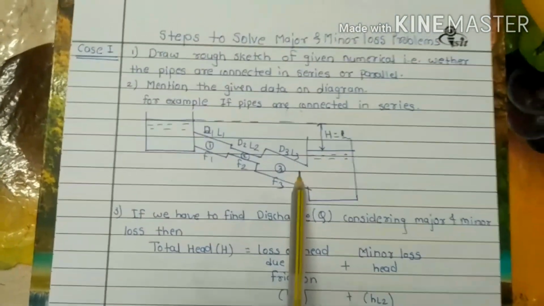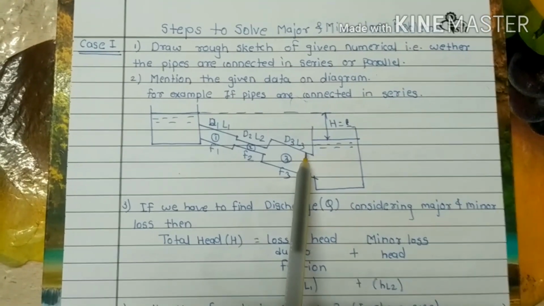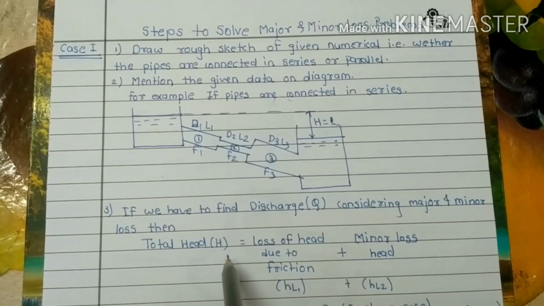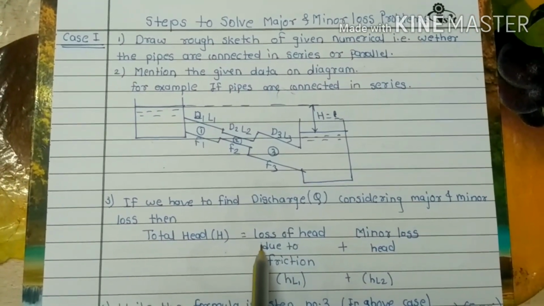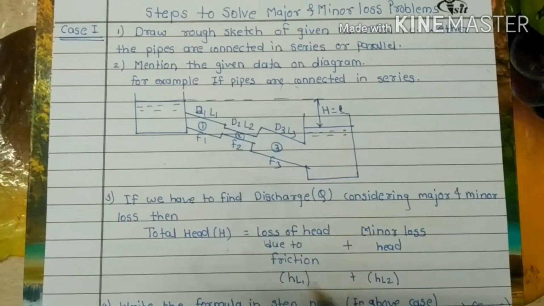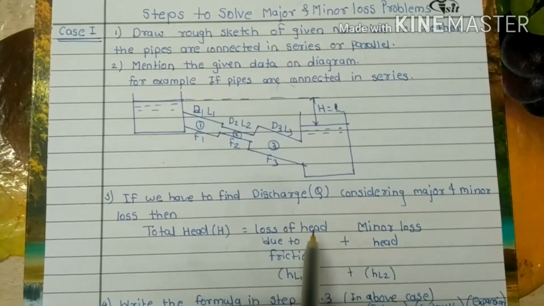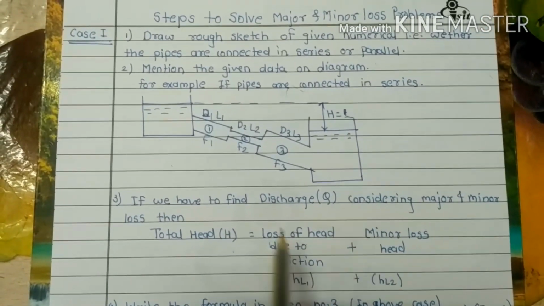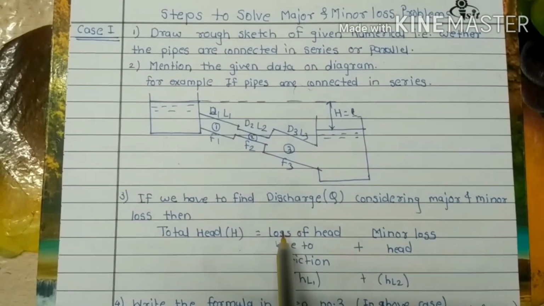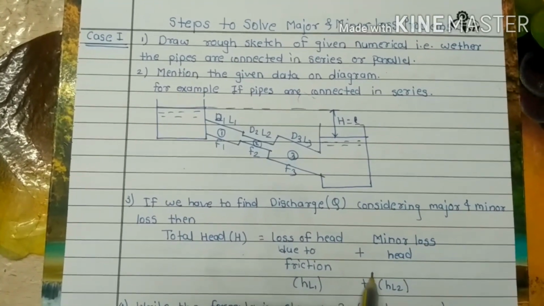So this is step number 2. Step 1 is draw the rough sketch. Step 2 is to indicate all the data given in the numerical. Then step 3 is write the formula, and it is clearly mentioned. While checking the paper, there is a scenario where it is mentioned in the paper that you should consider minor losses or neglect minor losses. When they say neglect minor losses, that means you only have to consider the major loss. Minor loss we don't have to consider.